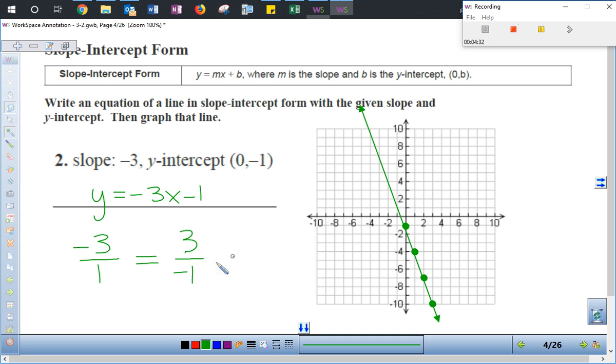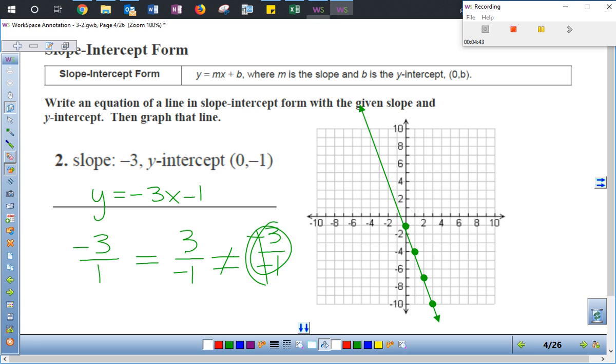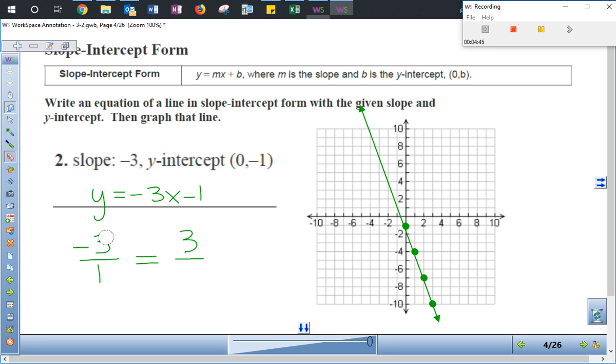Now what that is not the same as is a negative 3 over negative 1, because a negative over a negative is a positive, and that would turn into a positive 3 as a slope, and that is not what we are looking for. Now, what I want you to do next is compare your slopes from number 2 to number 1.